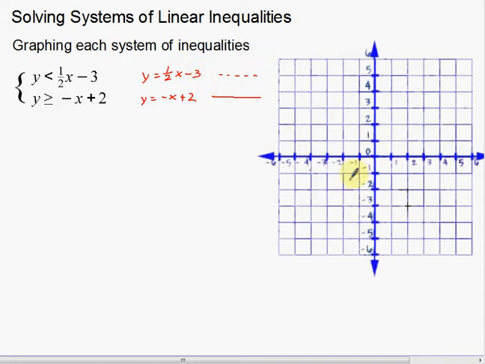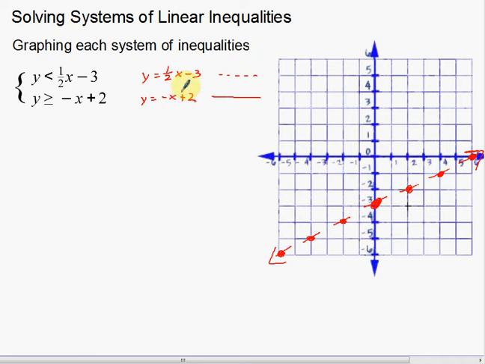So negative 3 for my y-intercept right here, and then 1/2 for my slope. So up 1, over 2, up 1, over 2, up 1, over 2. All right, so this is mine. Now notice that this is a dotted line, so I'm just going to put dashes on all of my points right here, so that it looks more like a dashed line. Basically I'm not including any points that are on that line. So any part of my solution is not going to be on that line. That's what that dotted line means.